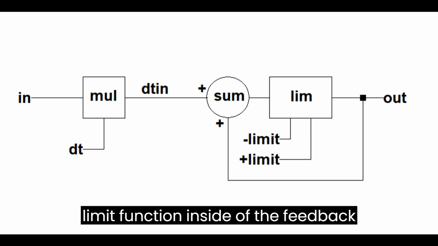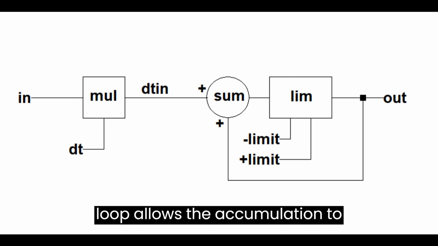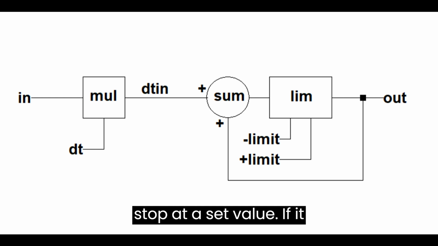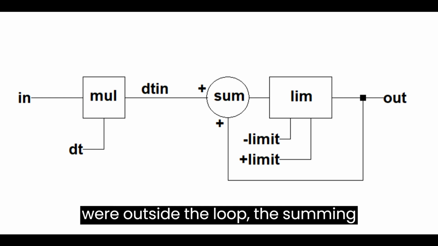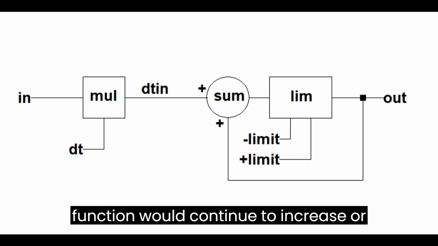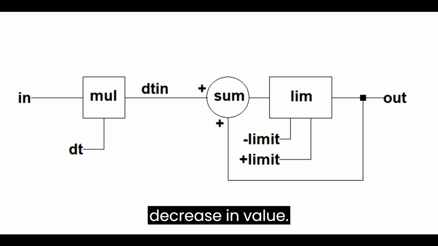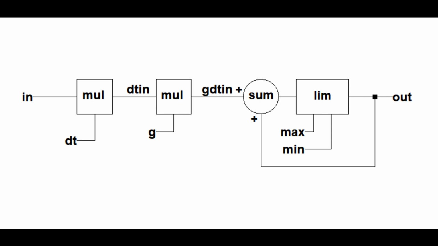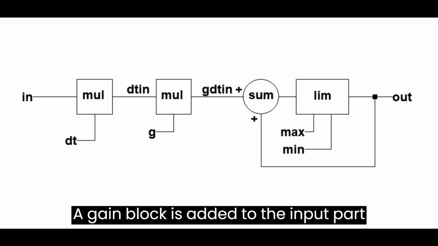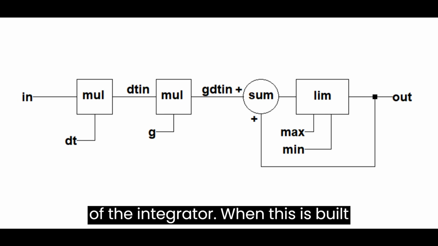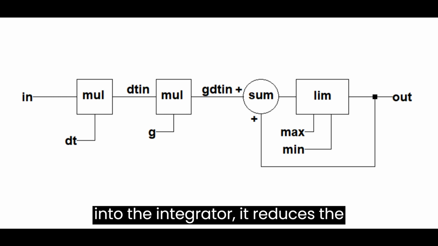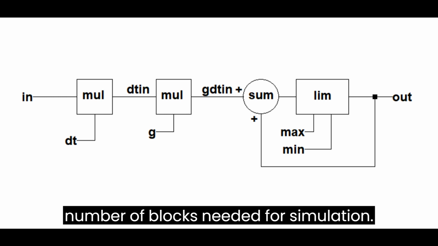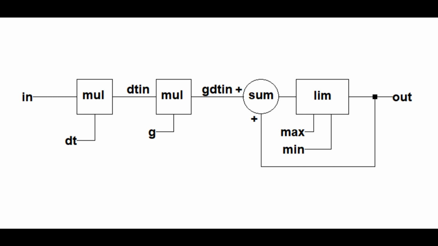Adding a limit function inside of the feedback loop allows the accumulation to stop at a set value. If it were outside the loop, the summing function would continue to increase or decrease in value. A gain block is added to the input part of the integrator. When this is built into the integrator, it reduces the number of blocks needed for simulation.